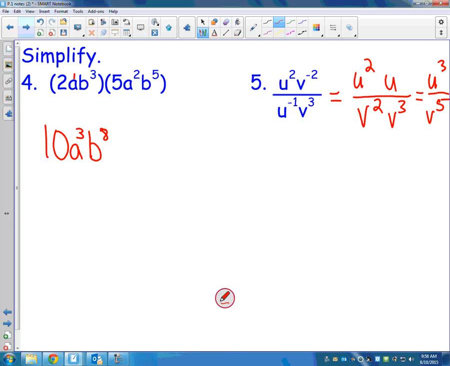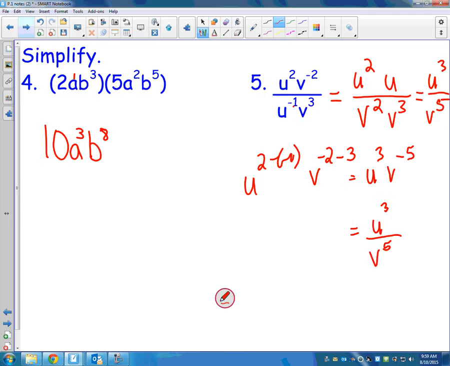The other option, if you've been doing this a while, you have a calculator, and you don't mess up negatives, you can just subtract, right? 2 minus negative 1. You have u to the 2 minus negative 1. Oh, that's really messy. And this one would be v to the negative 2 minus 3. Minus the negative becomes u to the third. Negative 2 minus 3 is v to the negative 5. Then you have to move that negative down, which means you would still end up with u to the third on top, v to the fifth on the bottom, right? So they're kind of different ways of going there.